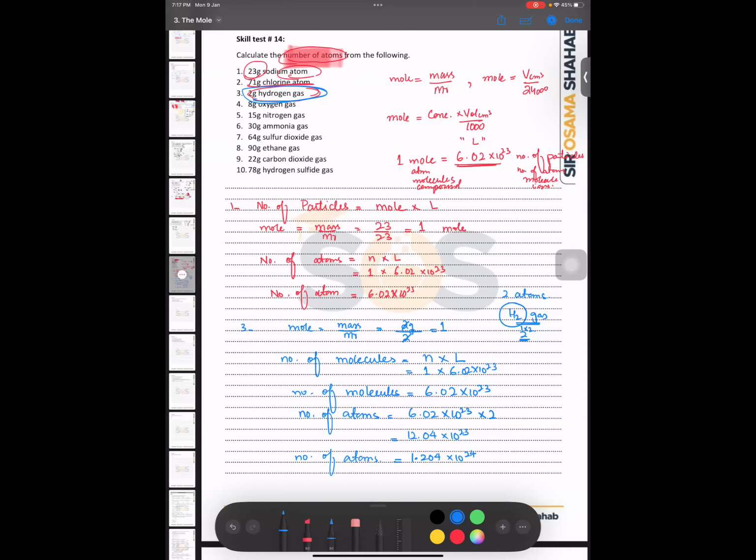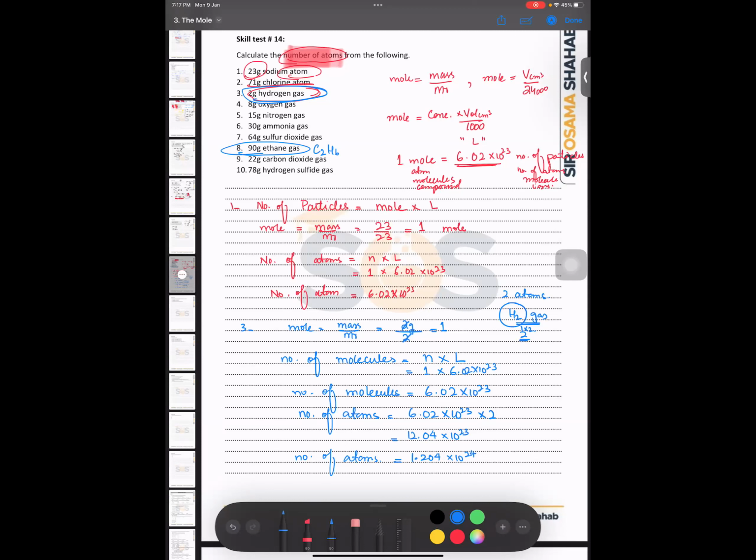Okay children, these are the rest of the questions we have, almost all the same, and I will do one more question for you. So just look at this question, it is ethane gas. Ethane gas is C2H6. You need to consider this in organic chemistry. Once you are done with organic chemistry, you will definitely know about this.